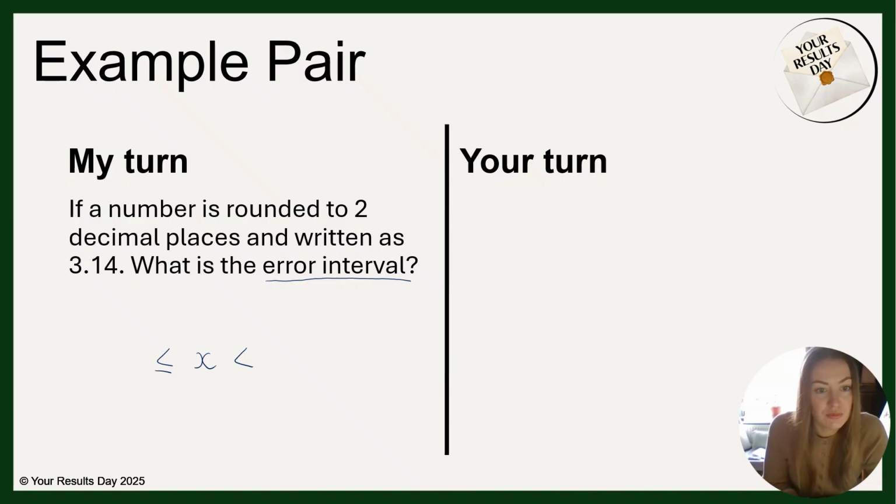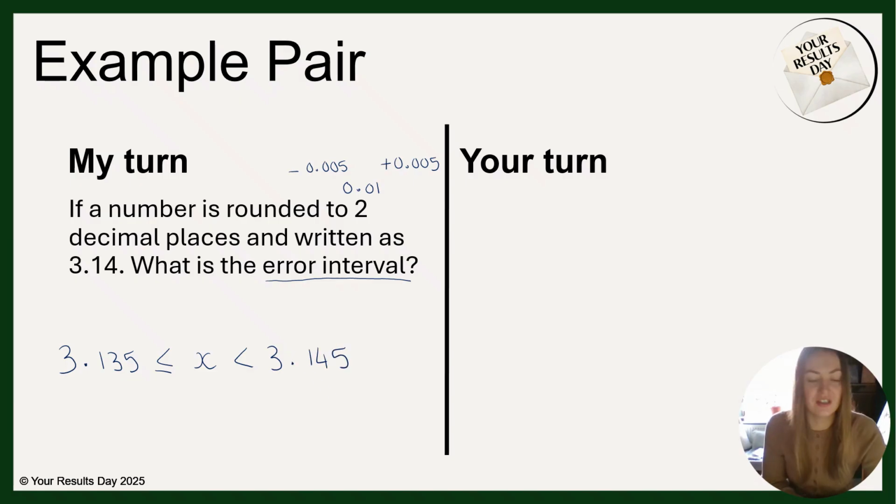So 2 decimal places would be the same as the nearest 0.01. And so for our lower bound, we'll be subtracting 0.005. And for our upper bound, we will be adding 0.005. So if I subtract 0.005, I'll get 3.135 as the lower bound, and if I add it, I'll get 3.145 as our upper bound, and just remembering to use that strictly less than inequality when referencing the upper bound.